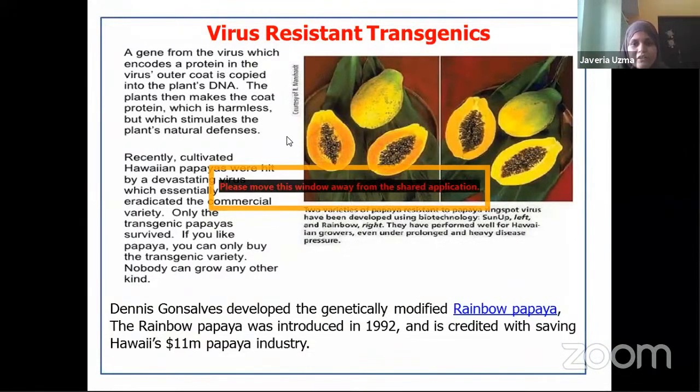When you inject the protein coat, it will not do any harm to the plant, but it will stimulate the plant defense. The plant defense thinks that a virus has infected it, and it will activate its immune system, creating antibodies or T cell mediated immunity. So the immune system of the papaya plant becomes strong.